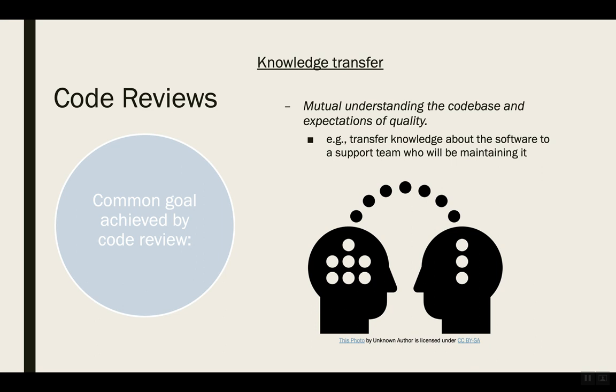The next goal is knowledge transfer, which makes sense, but is perhaps a little more fuzzy than the first two. Knowledge transfer is a potentially wide range of topics, but the idea here is to review the code to help transfer knowledge about how it works or understanding expectations of quality. An example of this could be a session where a team of developers meets with a support team who will be maintaining the software and needs to understand how it works.